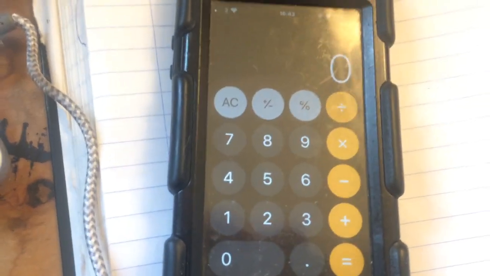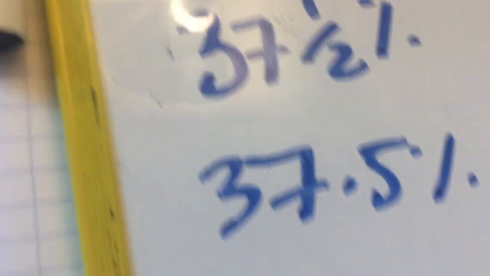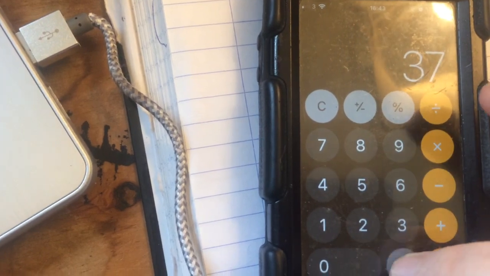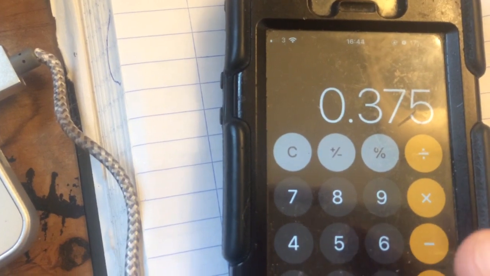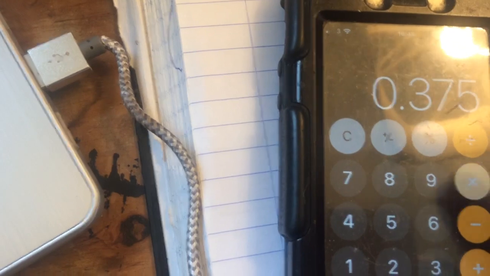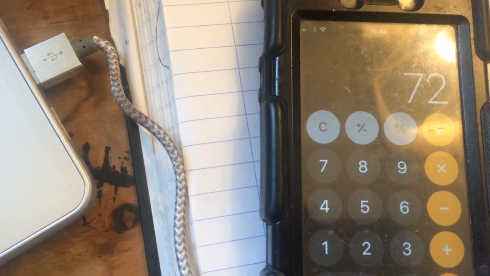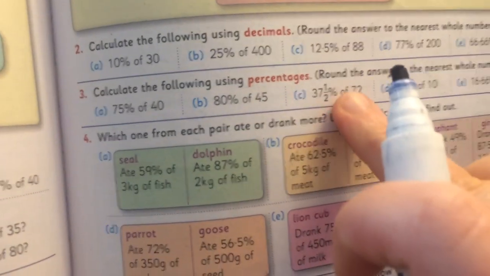Okay, so we changed our 37.5% into a decimal, because we know a half is 0.5. So let's do that. We type 37.5%. So there you go. It changes it into a decimal automatically for you. Multiply by 72 equals 27. So there you go, 27. So that's how you work that one out.